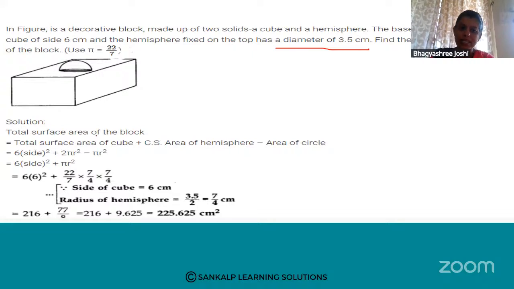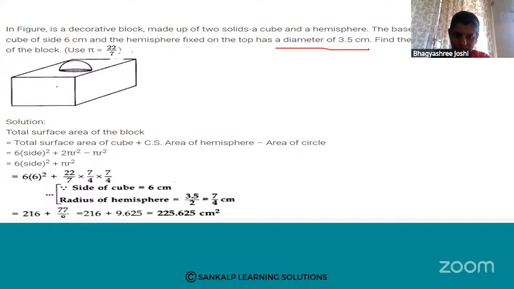Okay. Total surface area of the block can be determined by using total surface area of the cube plus curved surface area of this hemisphere, right? Hemisphere minus area of the circle. Okay, minus area of the circle. Now, total surface area of the cube is 6 into side square, right?